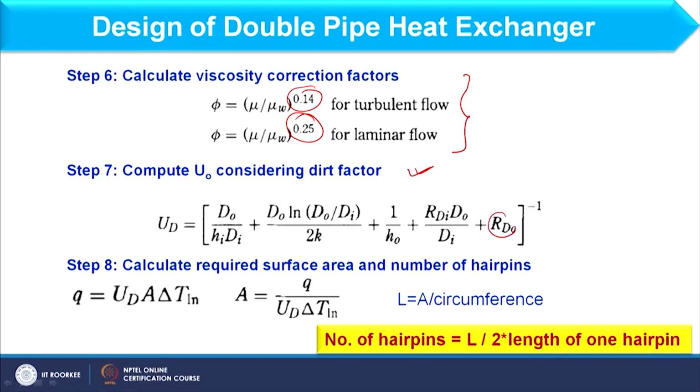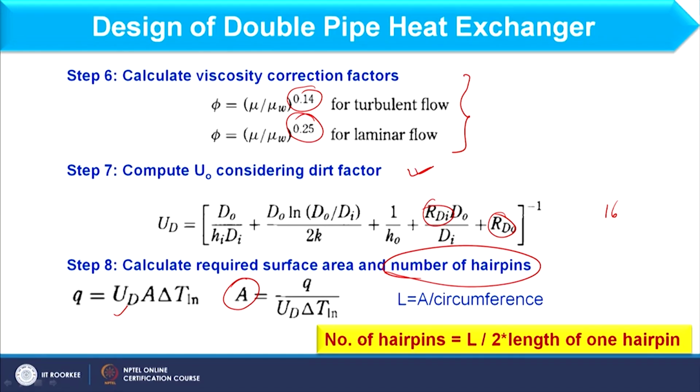So, here I am having these dirt factors. Once I have the UD value, I can calculate the heat transfer area of the double pipe heat exchanger, and then I can decide the number of hairpins. Because you have already decided the length, as in the previous example we have 16 feet length. So, the total area you have found should be divided by the circumference, so we can consider the length of the tube.